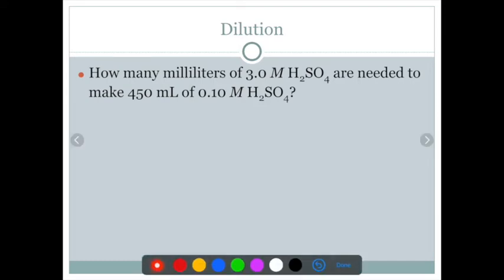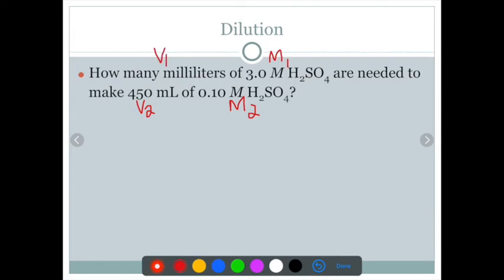So let's just label these real quick. So we're making a diluted solution that contains 450 mils. That's our V2, right? Total amount of the diluted solution. This is going to be M2 right here because it's the concentration of our diluted solution. And then up here is M1 because that's the concentration of our stock solution, and we are solving for V1.